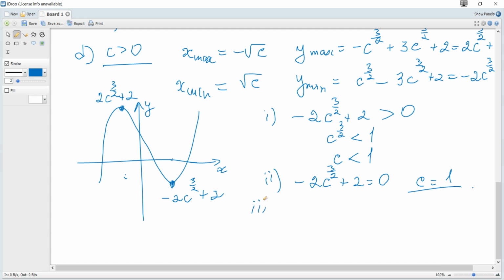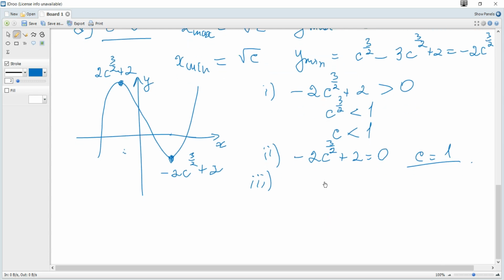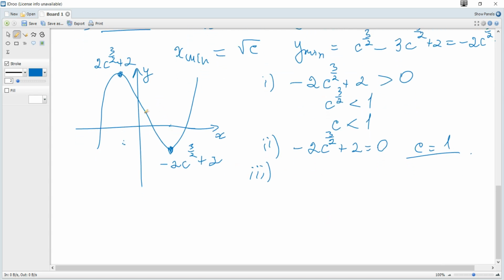The next, exactly 3 x-axis intercepts, 2 marks, and exactly 3 it should look like this. This is always greater than 0, so the minimum should be below the x-axis, so negative 2c to the power 3 over 2 plus 2 should be less than 0, and hence c should be greater than 1.